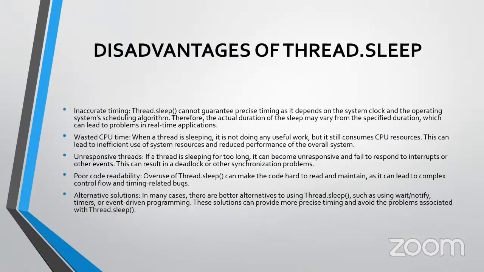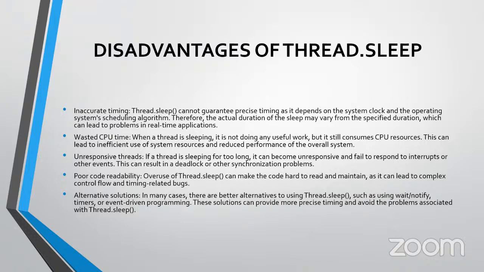The first one we have here is incorrect timing. Thread.Sleep cannot guarantee precise timing as it depends on the system clock and the operating system scheduling algorithm. Therefore, the actual duration of the sleep may vary from the specified duration, which can lead to problems in real-time applications. So in as much as we use it most often and it's easy to use, it's got some disadvantages, and this is one of them.